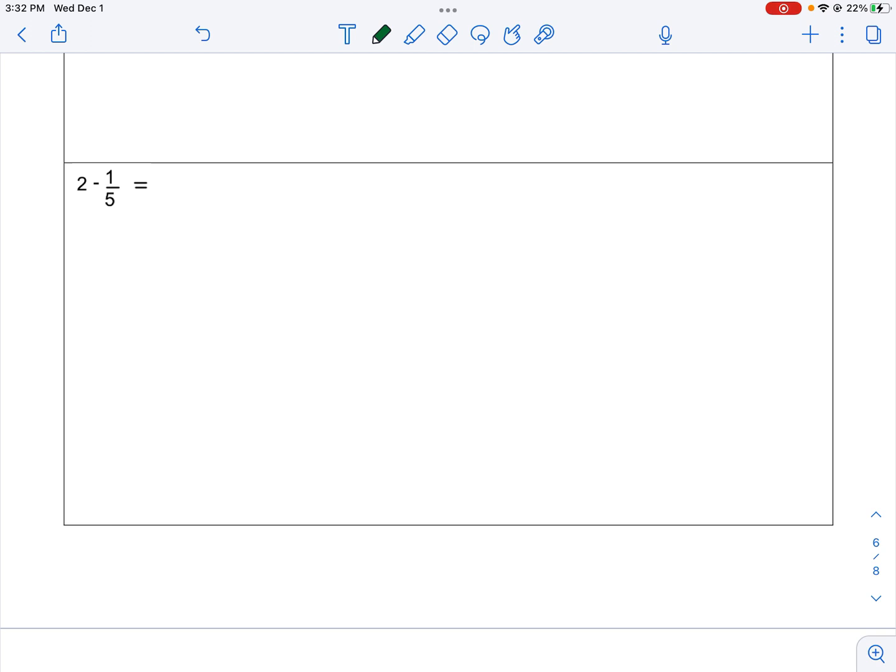Same thing goes with subtracting. I need a common denominator. But here, I have just a whole number, 2 minus 1/5. I want to change everything to be the exact same. So I'm going to say 2 over 1 minus 1 over 5. And I want to know what that equals. So again, I need to have common denominators, which I currently don't. So I need to make them common. I do that by multiplying the numerator and denominator by 5. And I have 10 over 5 minus 1 over 5.